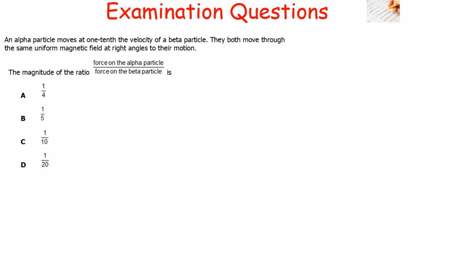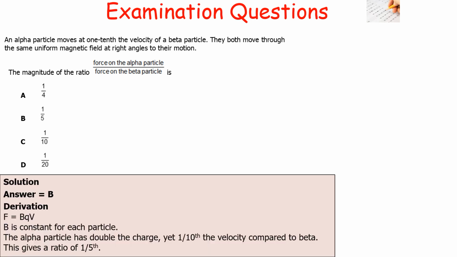Right, our answer is going to be B, because as it's a particle moving through a magnetic field, the magnetic force is equal to BQV. That's an equation given to us in our equation book. Now the magnetic field strength B is the same for each particle because it's a uniform magnetic field. So this gives the alpha particle double the charge, yet 1/10 the velocity compared to beta.